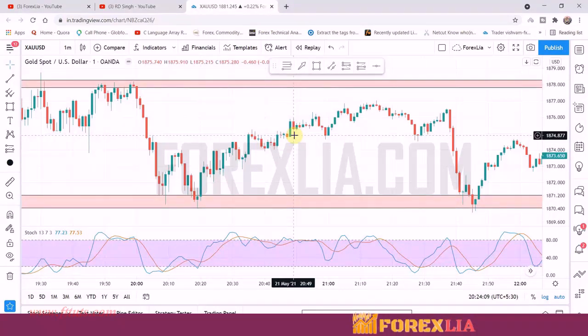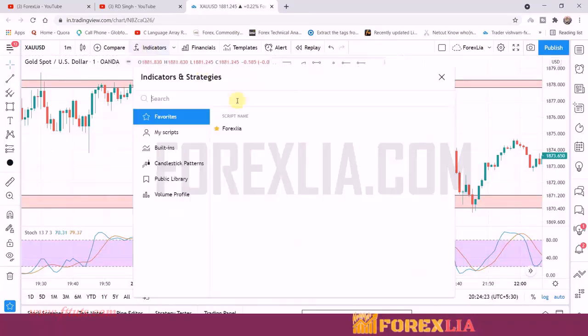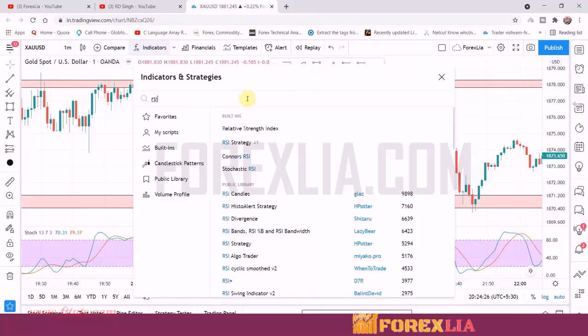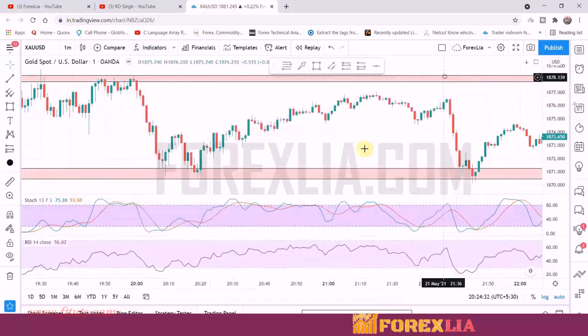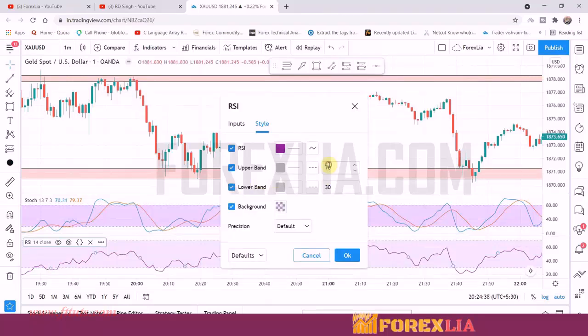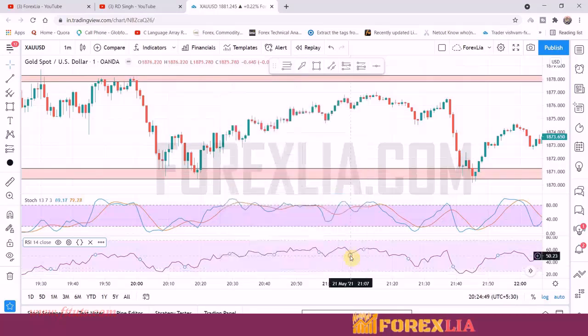So today we will talk about the RSI indicator, and all the good traders definitely look at RSI, or say that they use it, and I personally use this indicator a lot. How can you use it? First you have to come to the indicator and write RSI here, and click on Relative Strength Index. Now this indicator has been installed. Now we will change its settings. In the upper band I use 75 and in the lower band I use 25. If you want, you can also use the default setting.